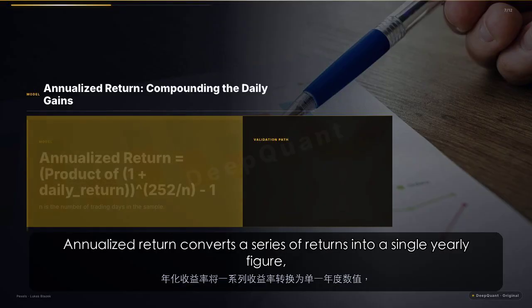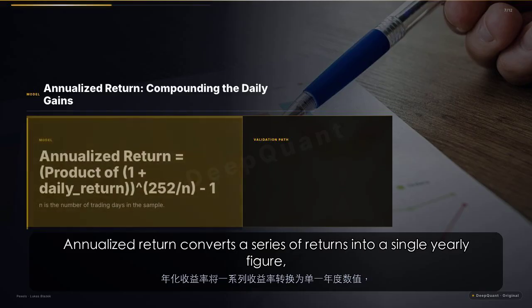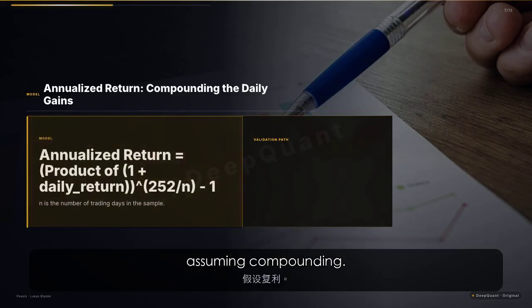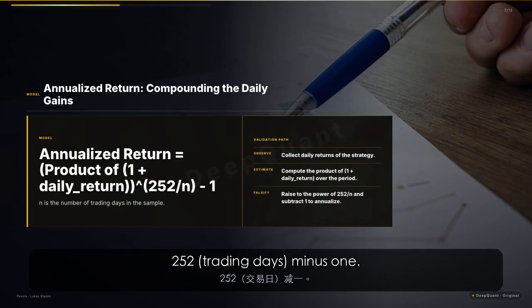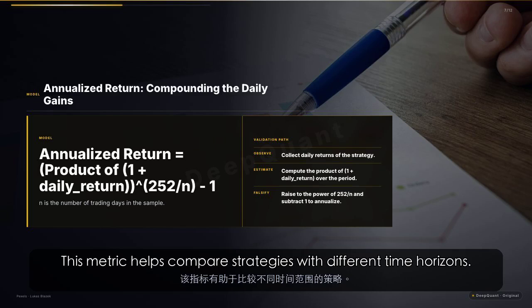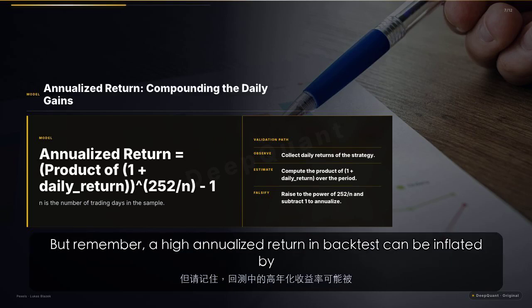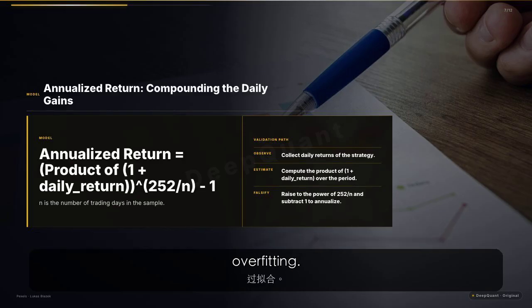Annualized return converts a series of returns into a single yearly figure, assuming compounding. It's calculated as the product of daily growth factors raised to the power of 252 trading days, minus 1. This metric helps compare strategies with different time horizons. But remember, a high annualized return in backtest can be inflated by overfitting.